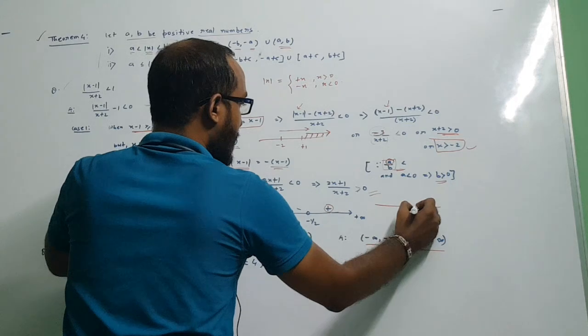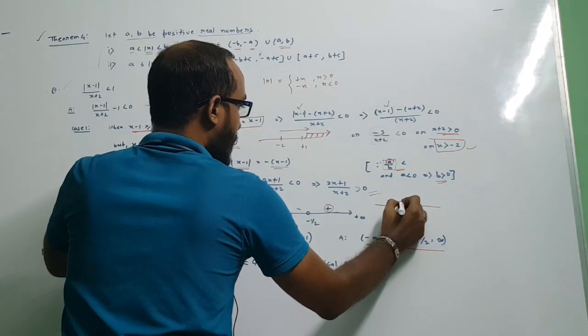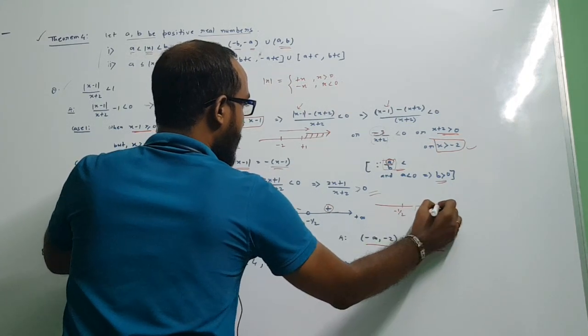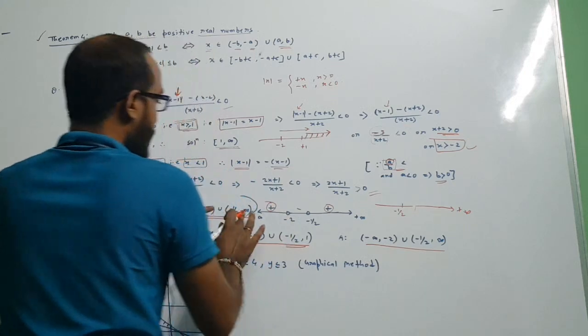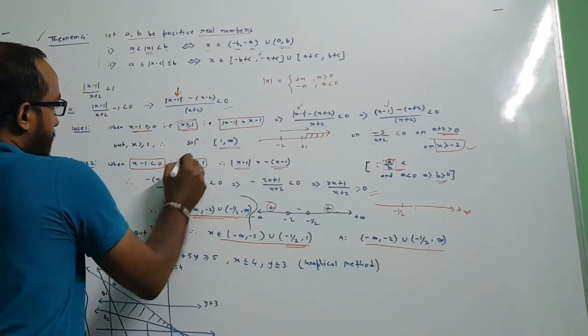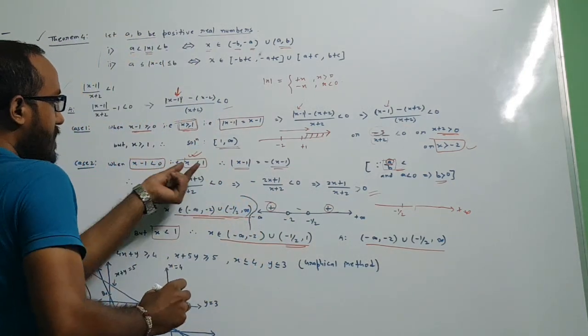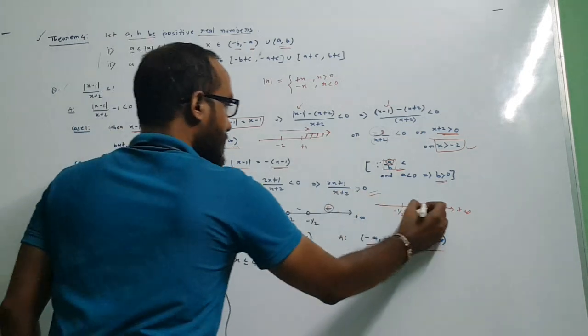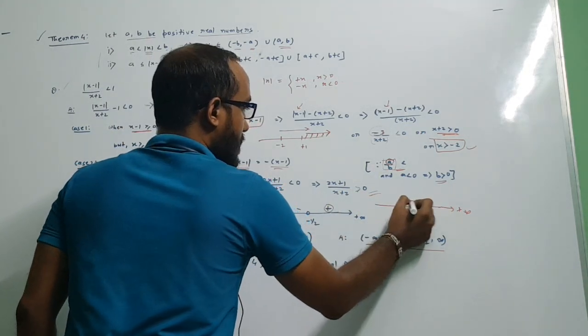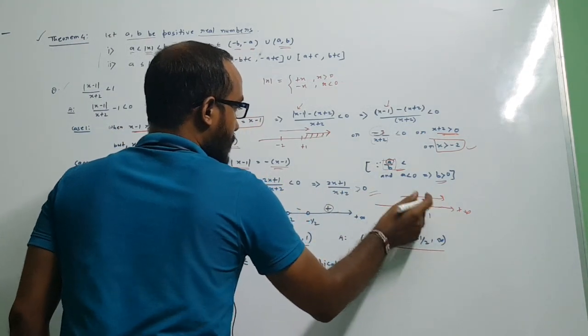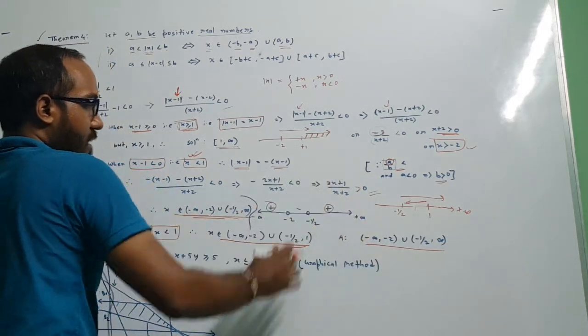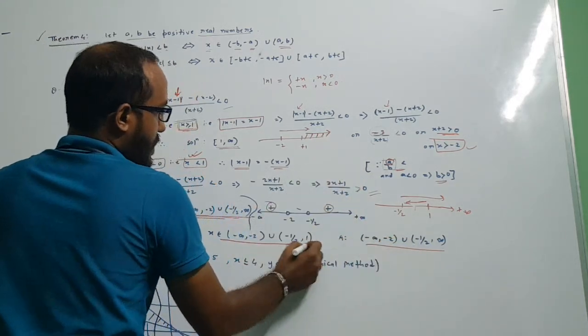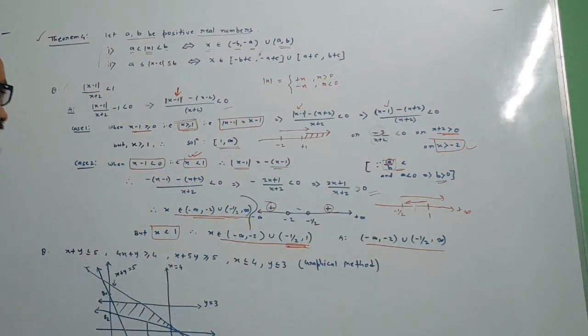So our solution would be from minus half to plus infinity. But in this case we have the condition that x should be less than 1. What is the common region? It should be up to 1. So our solution would be minus half to plus 1.